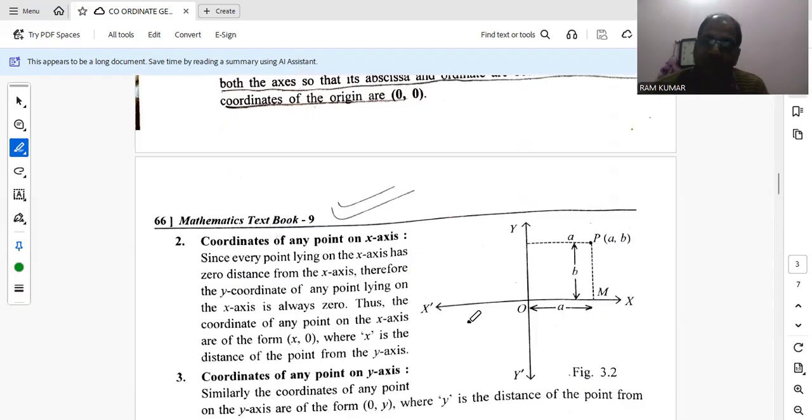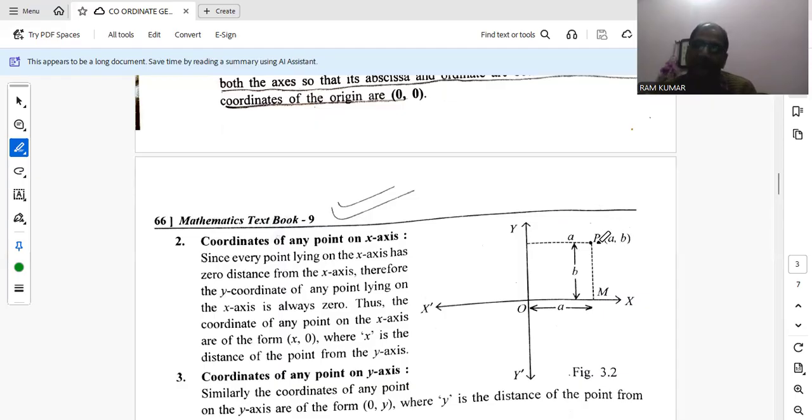For example, here that means we are taking a point P whose coordinates are A and B. What is meant by A and B? A means the distance of the point P from the y-axis, means how far away point P is from the y-axis, and B means how far away the point is from the x-axis. So point P has coordinates A and B.